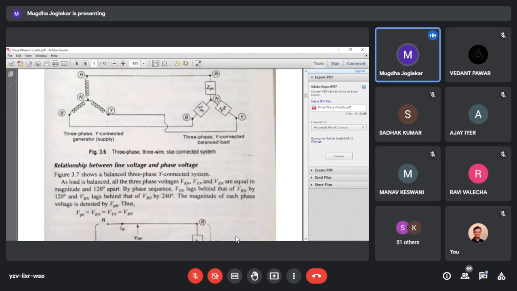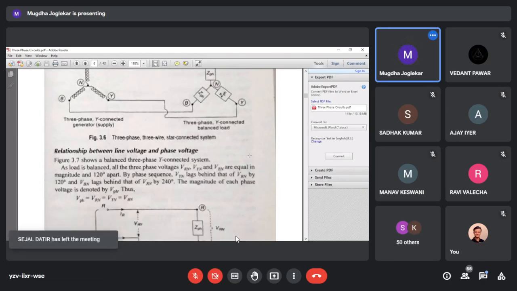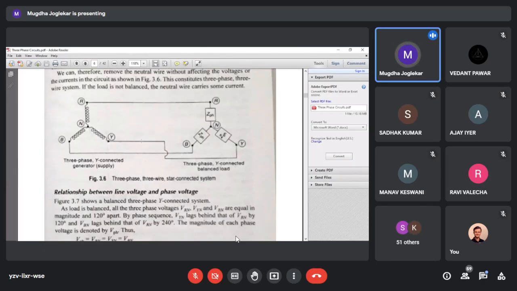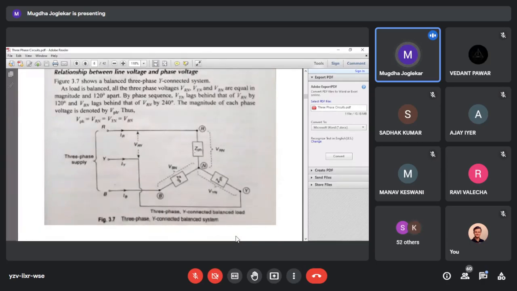Now, as I told you earlier, there are four definitions: phase voltage, phase current, line voltage, line current. If you see the diagram here, these are the three lines coming towards the load. But across ZPH, these are called phases, RN, YN, BN. And the lines are R, Y, and B. So if we are going to find the relationship between line voltage and phase voltage here, as the load is balanced, there are three phase voltages, VRN, VYN, and VBN. VRN is a phase voltage. VYN is also a phase voltage because it is across one phase impedance. And VBN is the third phase voltage.